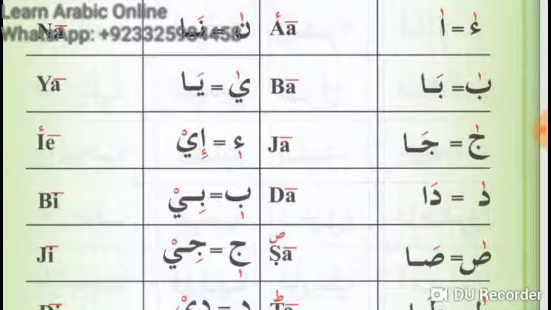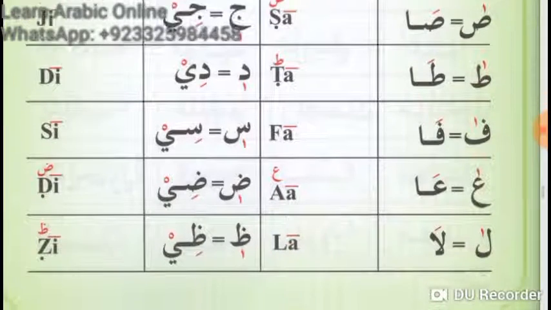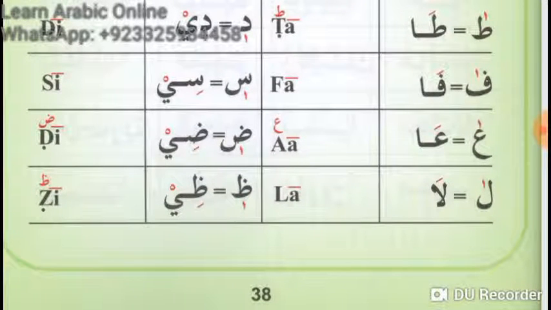Ba erect kasra equals ba, kasra, ya, sukun, bi. Jim erect kasra equals jim, kasra, ya, sukun, ji. Dal erect kasra equals dal, kasra, ya, sukun, di. Sin erect kasra equals sin, kasra, ya, sukun, si. Dad erect kasra equals dad, kasra, ya, sukun, di. Za erect kasra equals za, kasra, ya, sukun, zi.